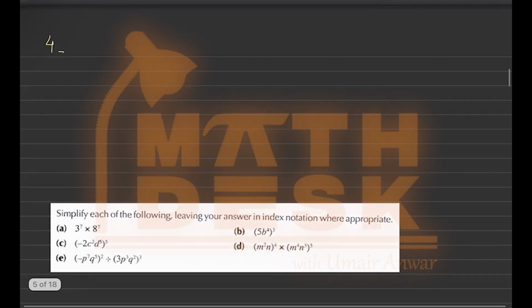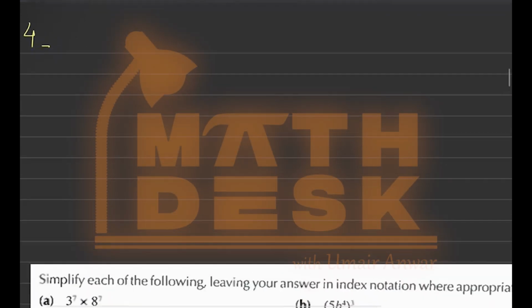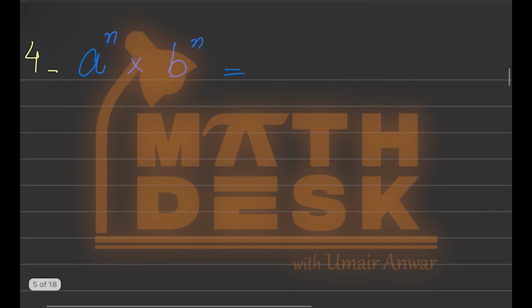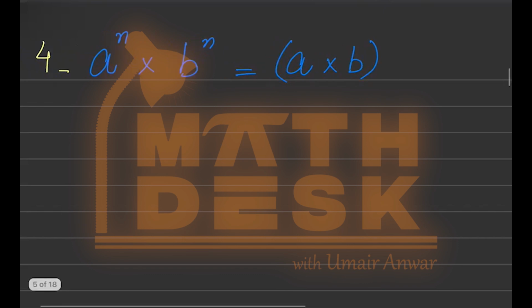Now, let's move on to the fourth law of indices. It says that if there are two different bases with the same index over the two bases, then we can write the product of the different bases first and then apply that same index as a single power of this product.